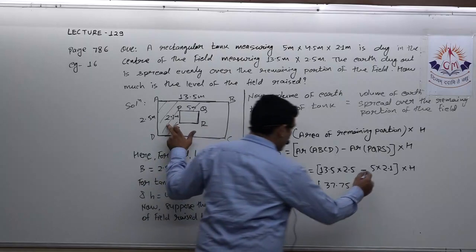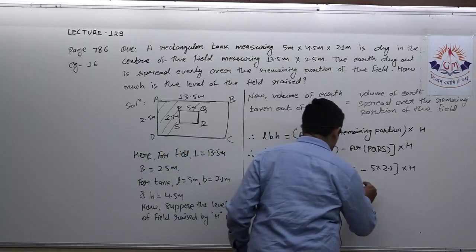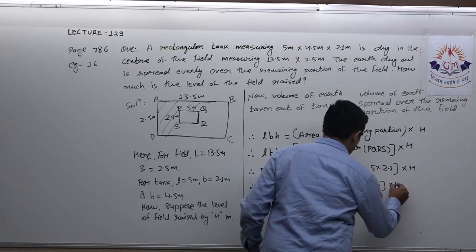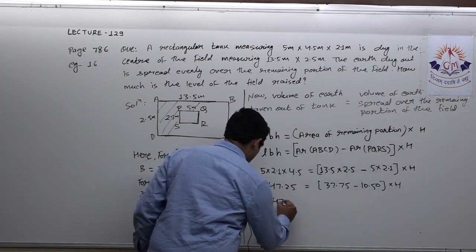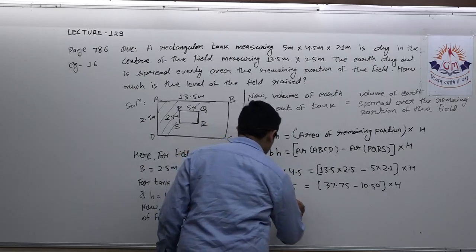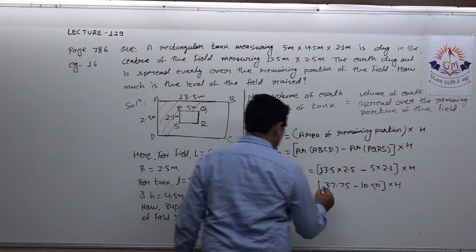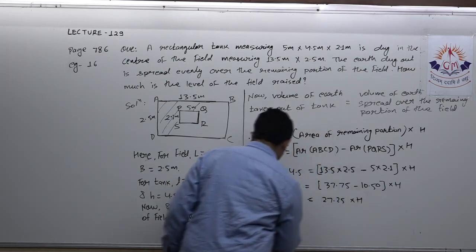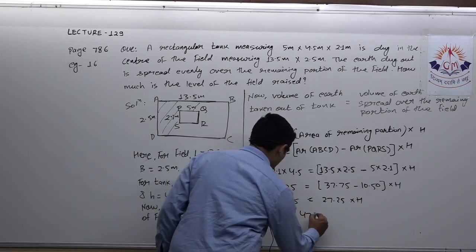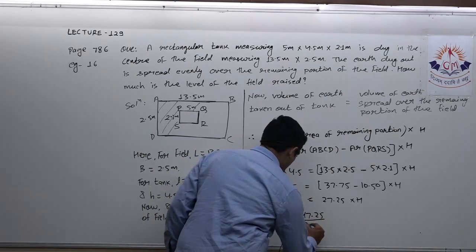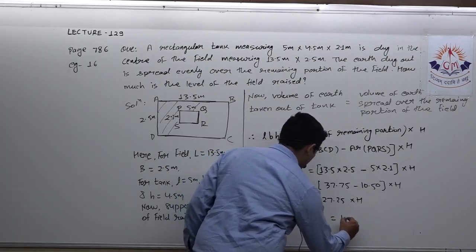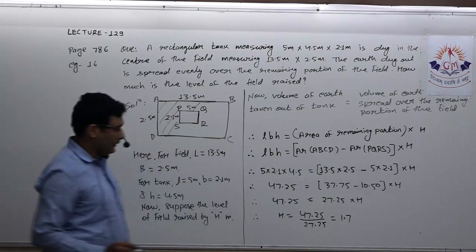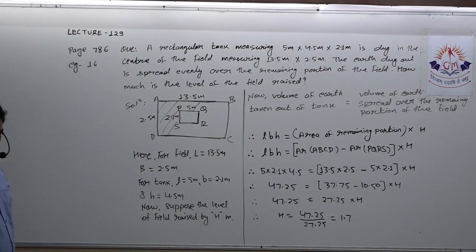So here I take this, so hence here I will get 10.50 multiplied by H. So this is 47.25 is equal to, now the difference of these two is 27.25 multiplied by H, and ultimately H is equal to 47.25 divided by 27.25, which gives you approximately 1.7.